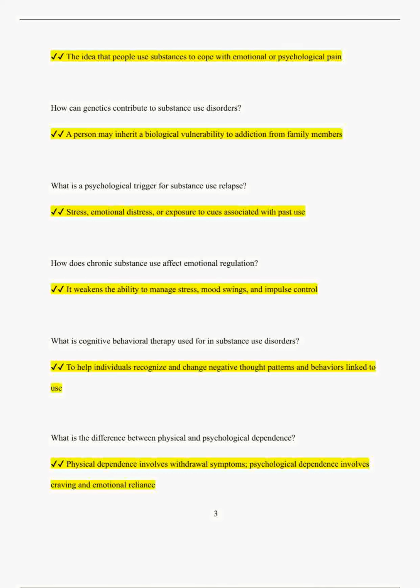What is cognitive behavioral therapy used for in substance use disorders? To help individuals recognize and change negative thought patterns and behaviors linked to use. What is the difference between physical and psychological dependence? Physical dependence involves withdrawal symptoms. Psychological dependence involves craving and emotional reliance.